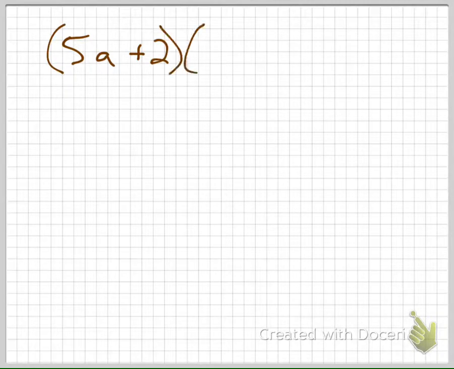Do another one then. Let's get a big one. None of them are really big. They're all FOIL. So 5a plus 2 times 3a minus 4.